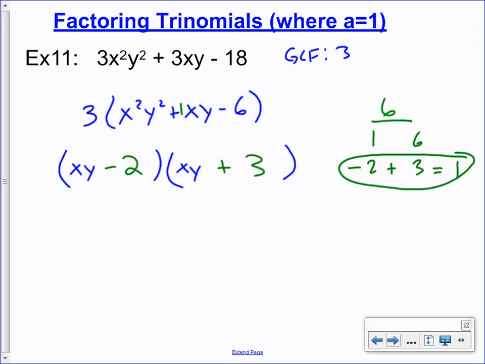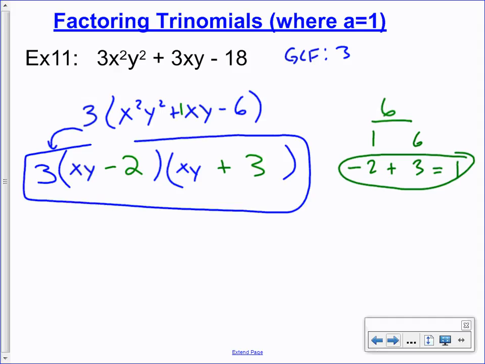That's wrong. What am I missing? Yes, Rebecca. Make sure you carry over the GCF. Just bring it to the front. There you go, that is the final answer. How do we check it? Well, you can distribute the 3 and then FOIL, or you can FOIL and then distribute the 3. It'll work out. Okay? Last one.